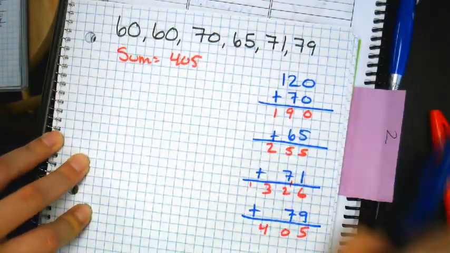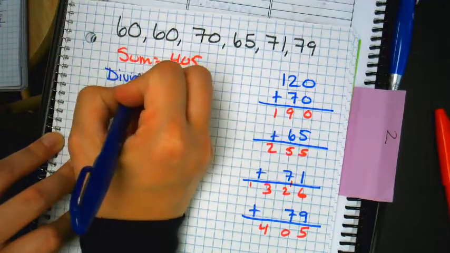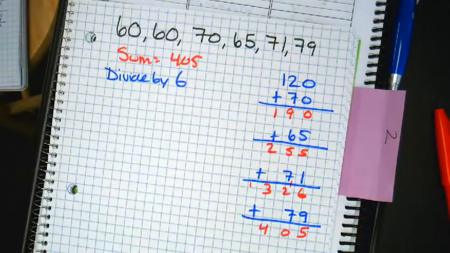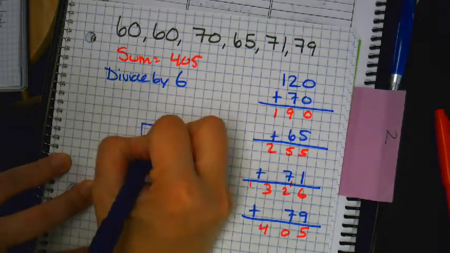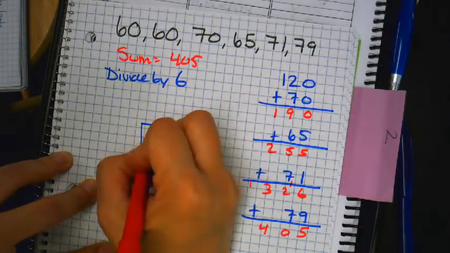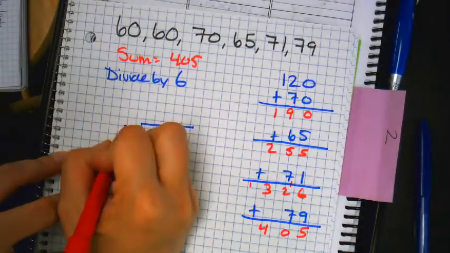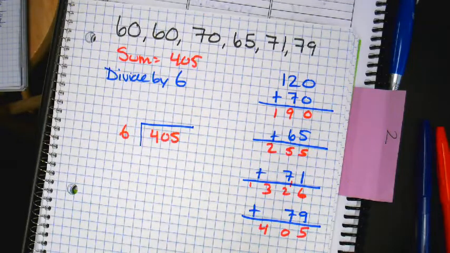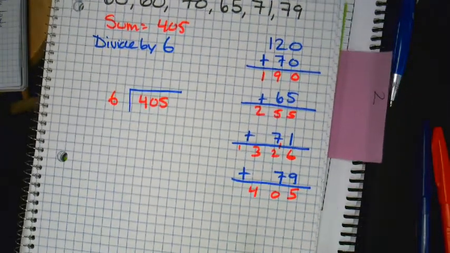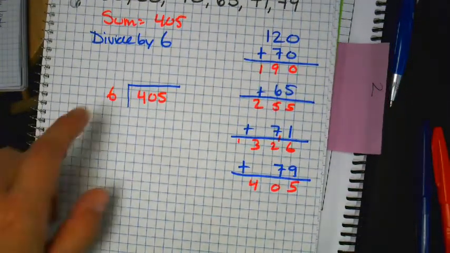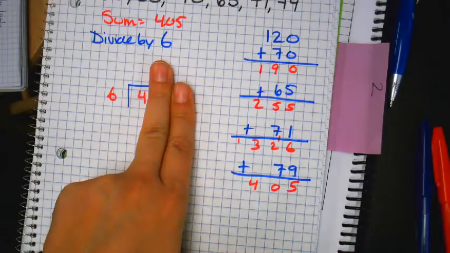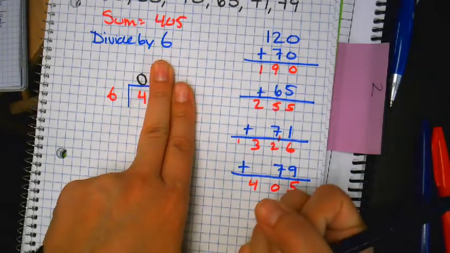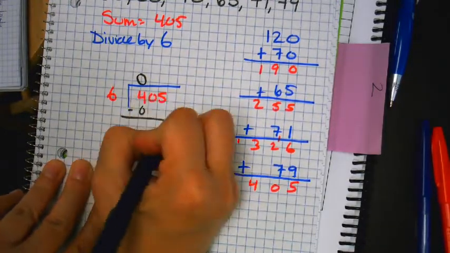And what are we going to divide by? 6. Divide by 6. We're so used to dividing by 5, but Miss O'Malley totally changed it up. Divided by 6. All right, let's do this. So 405 goes inside, and the 6 goes outside. Are we ready? Take one number at a time. How many times does 6 go into 4? None. 0. So that's 0.